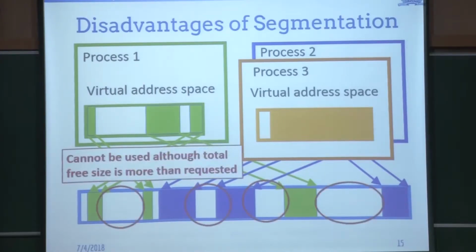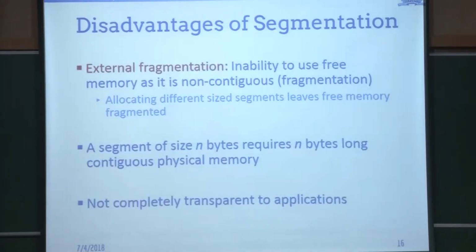So this is essentially called, this is the terminology, external fragmentation. This is a very painful problem: you have free physical memory, but you can't make use of it because it is not contiguous. And this comes because each segment, a contiguous virtual address space, needs to be mapped to a contiguous physical address space.